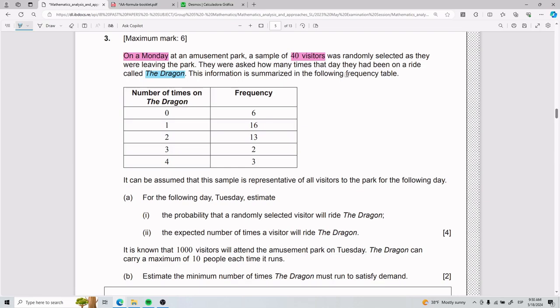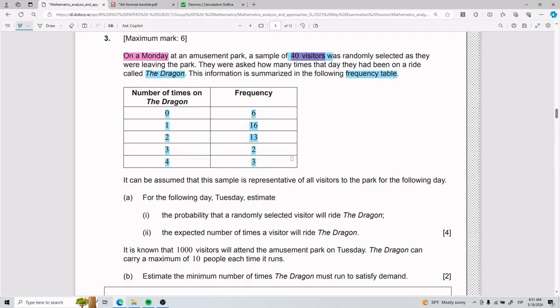So let's first understand this frequency table and what it means. For example, one of the persons they interviewed, for the number of times they were on the Dragon, answered 0. Now, how many people answered 0? 6 people answered 0. Of the 40 visitors that were surveyed, the ones that rode only once were 16. The ones that rode exactly twice were 13. The ones that rode exactly 3 times were 2. And the ones that rode exactly 4 times were 3. So that's the frequency table.